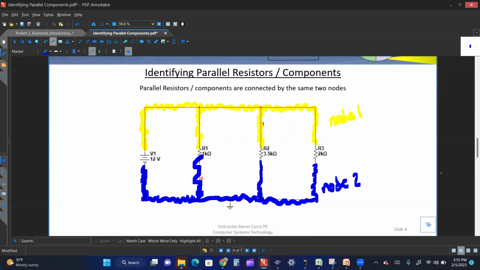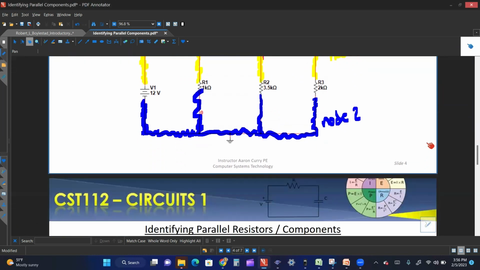All right. So how do we write this one out? We'll say something like this. We'll say that R1 is in parallel with R2, which is in parallel with R3. All right. Move on to the next one.